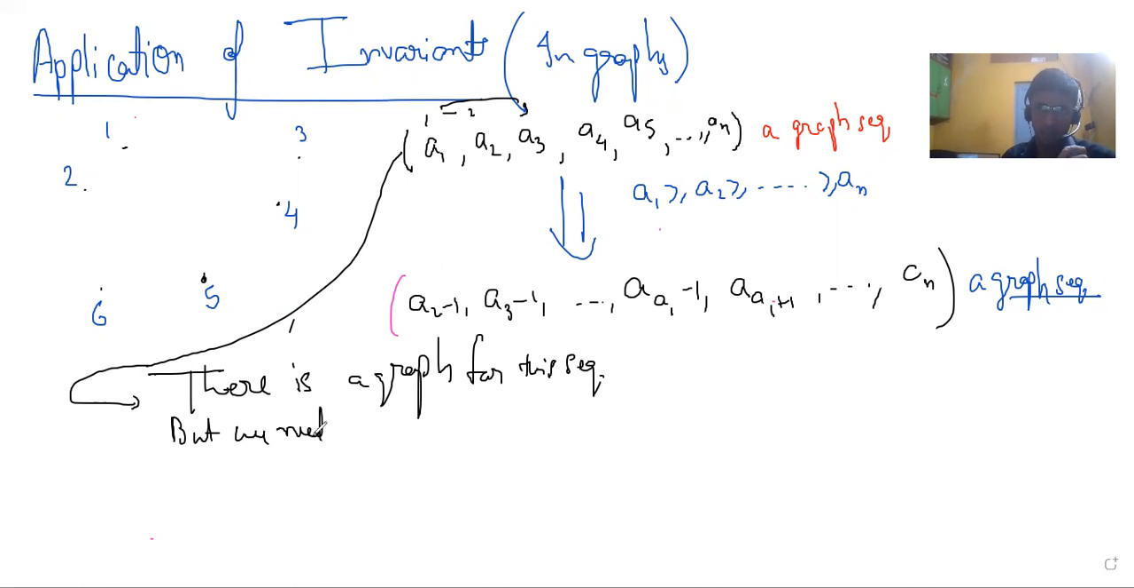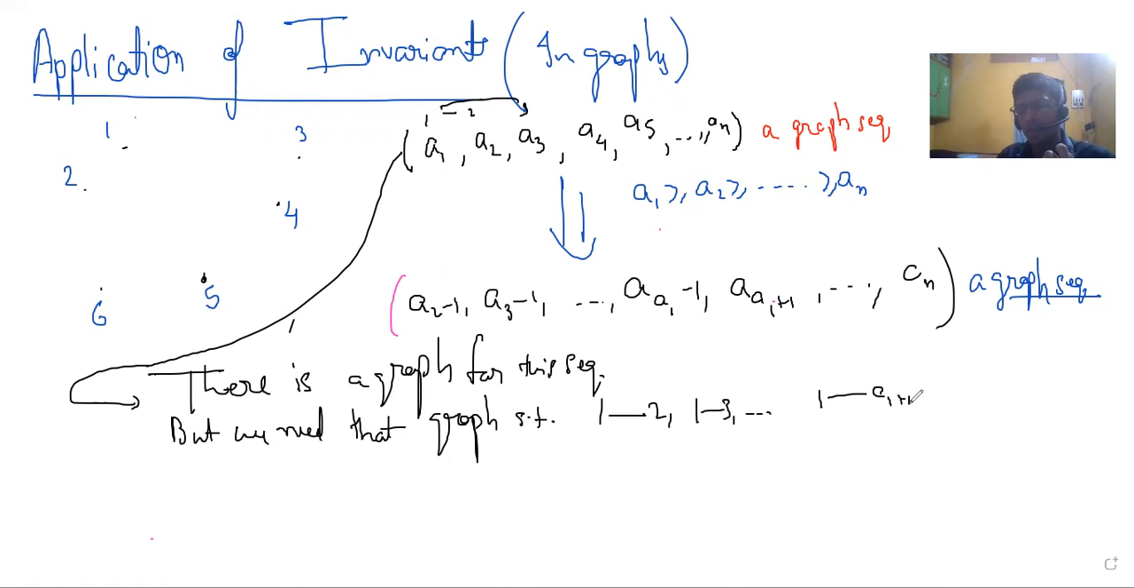Now you guys have to make that kind of graph using invariance. We need that graph, such that 1 and 2, 1 and 3, till 1 and A1 plus 1 are neighbors, because 1 has A1 neighbors. So the next A1 vertices are our edges. You need that graph. By invariance, you have to make that graph.